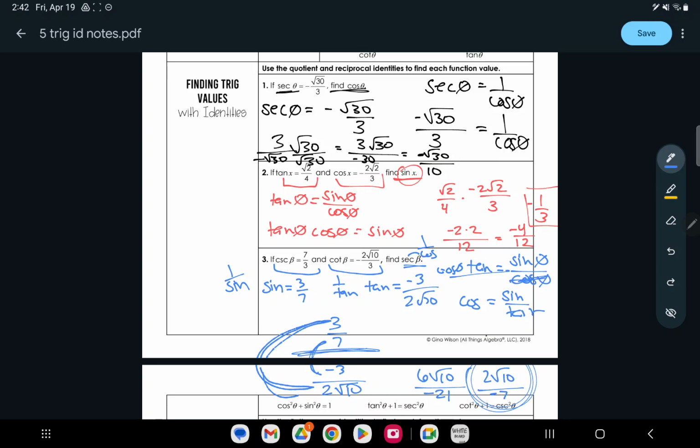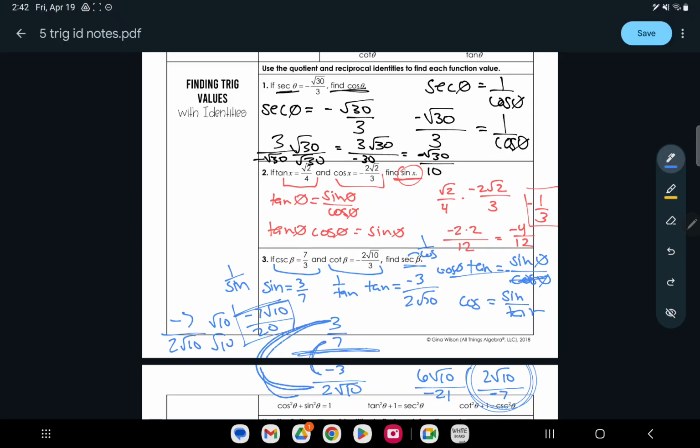But that's not our answer because we need 1 over that, so the reciprocal of that. So negative 7 over 2 root 10, but we don't like radicals in the bottom. So negative 7 root 10 over 20.